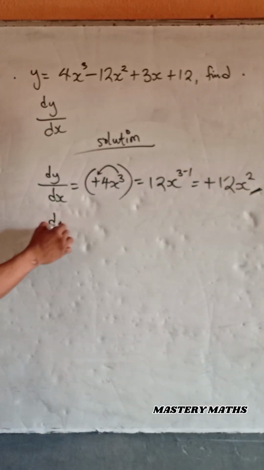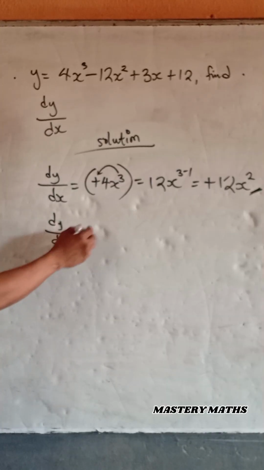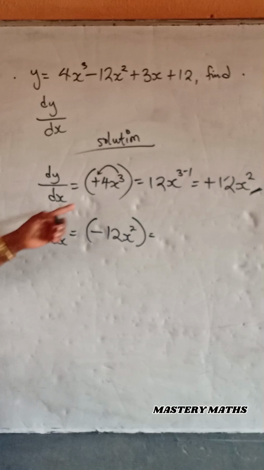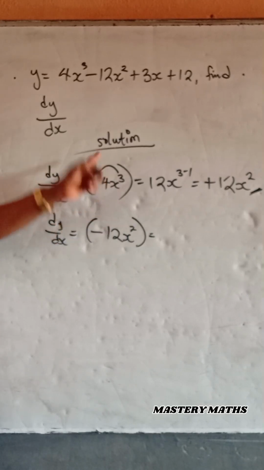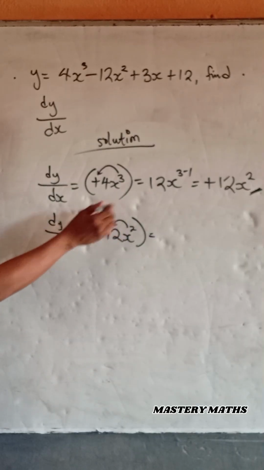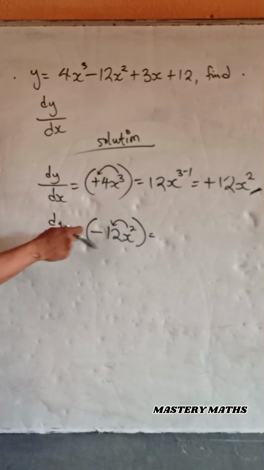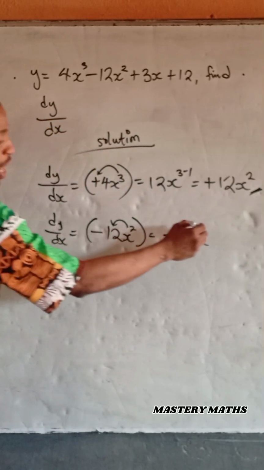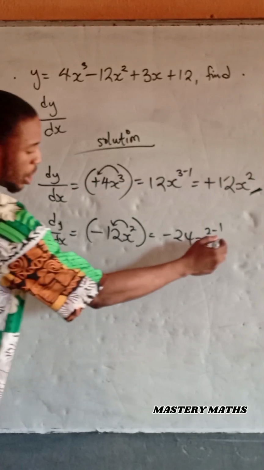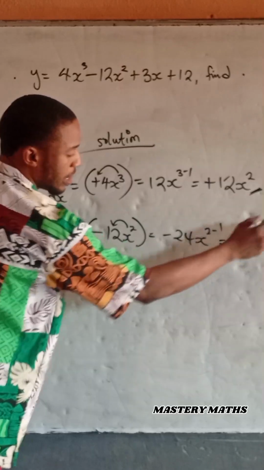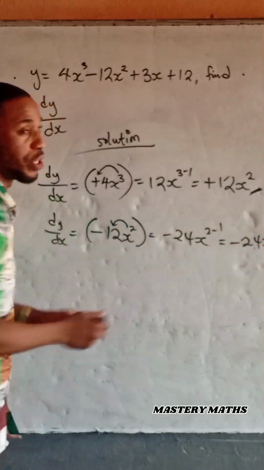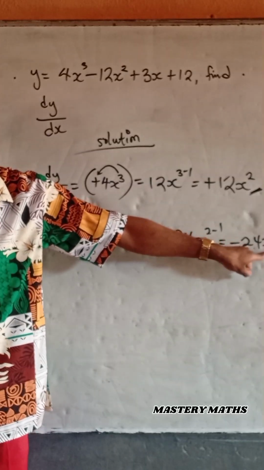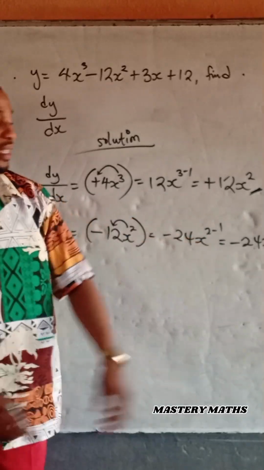Now the second term, dy/dx, is minus 12x raised to the power of 2. The same thing we did in the first part is what we also do here. We use 2 to multiply minus 12. 2 times minus 12 will give us minus 24x. The 2 there, subtract 1 from it. So it now becomes minus 24x raised to the power of what? 1. But I will not write that 1 there because the x represents 1. The variable x means 1. So that's the answer.